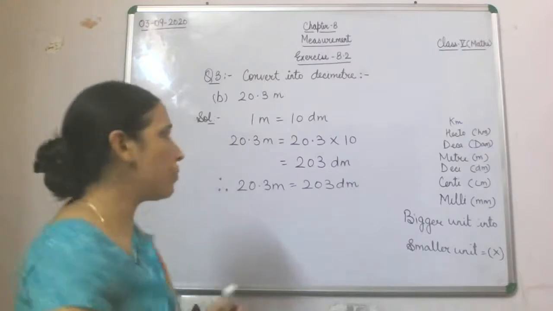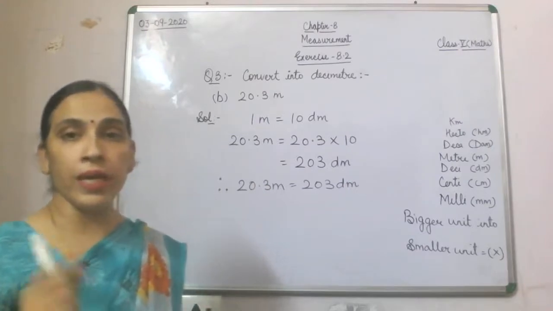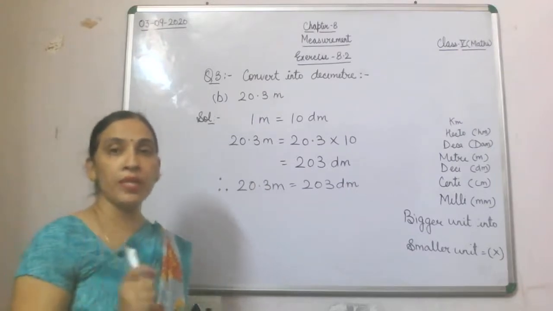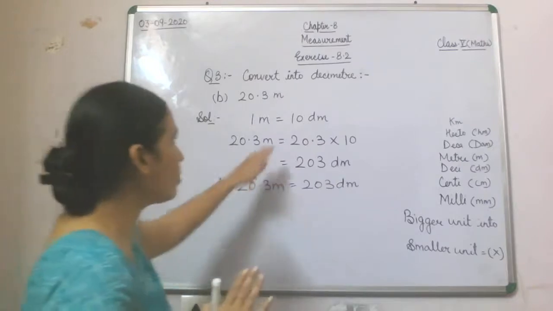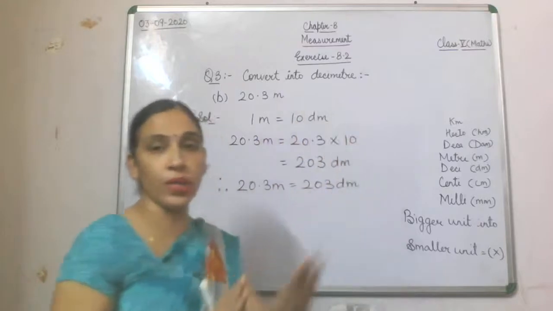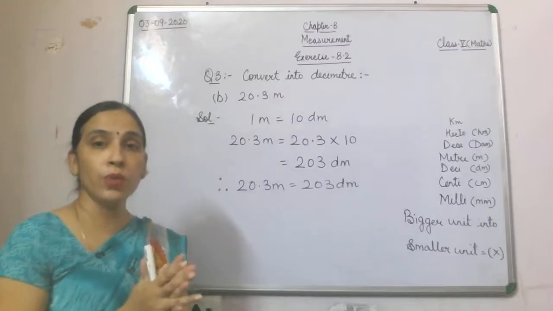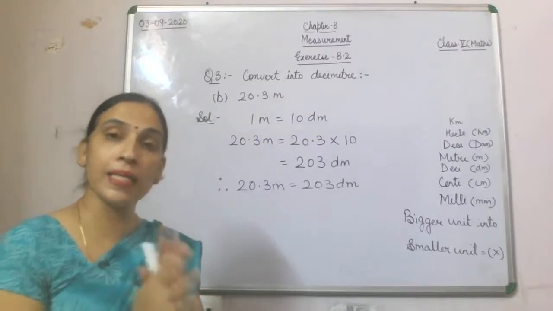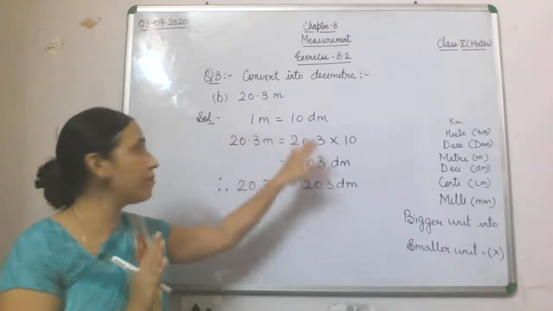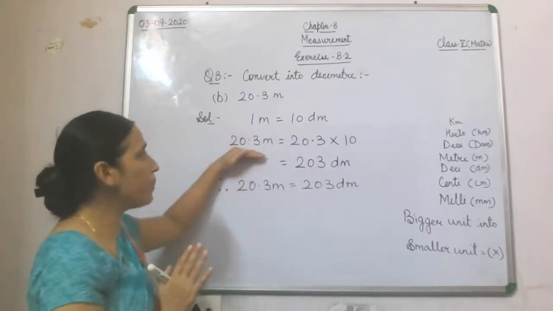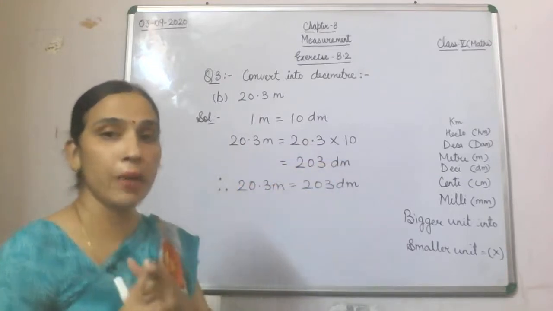Fine. So now what have we done here? We have been given a question in which 20.3 meter is the unit, and we are supposed to change meter into decimeter. So what will we do? First we will find how many decimeter are there in 1 meter. We found that in 1 meter we have 10 decimeter. So 20.3 meter is equal to 20.3 multiplied by 10.